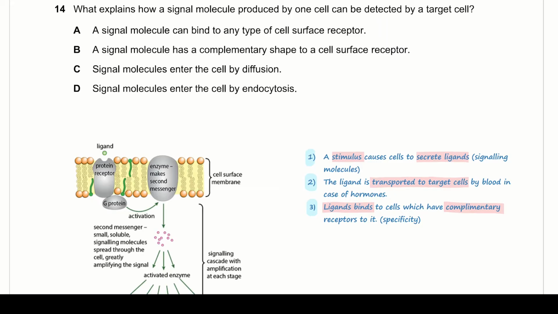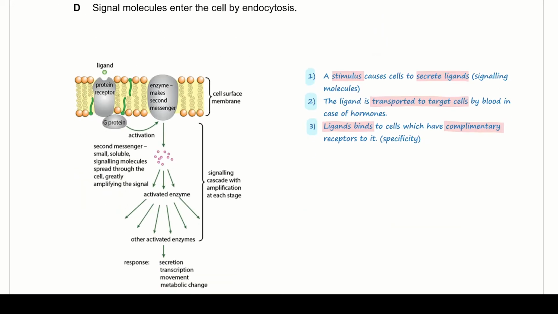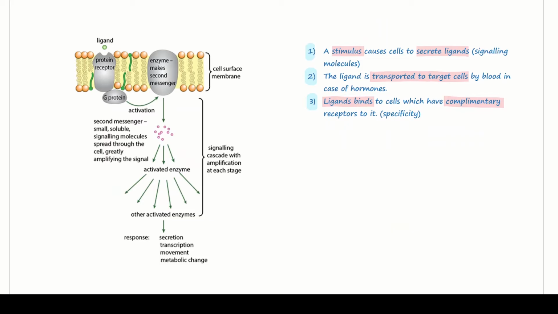So first of all, let's just quickly explain the process of cell signaling. First of all, a stimulus causes cells to release ligands, and these ligands travel in the blood in the case of a hormone. Then, point number 3, the ligand binds to cells which have complementary receptors to it, which means that ligands are actually specific to that receptor. And then that ligand activates a G protein, which also activates a second messenger, and then a cascade of reactions is generated in the cell.